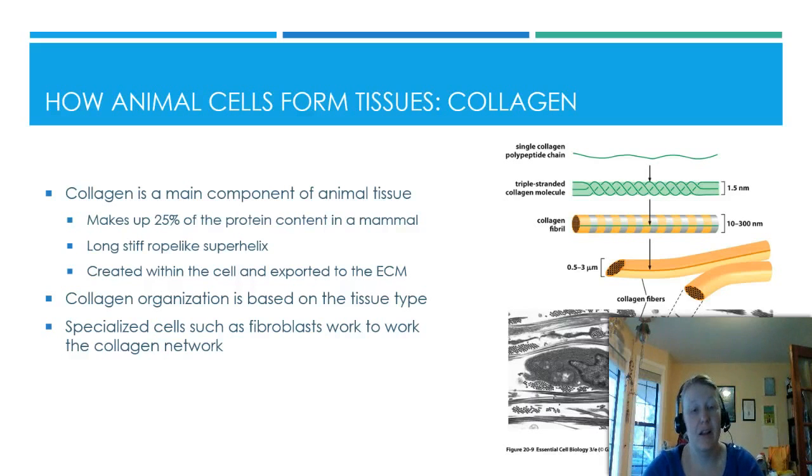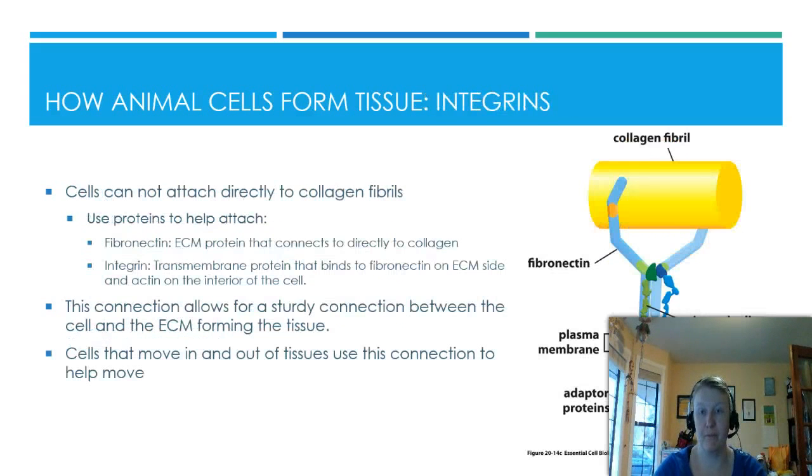And each cell within these networks has a very specific function, and they're very specialized. So fibroblasts work on the collagen network to help make it the structure that we need it to be for each specific type of tissue. So each tissue will have these collagen fibers running in their own unique way throughout the tissue.